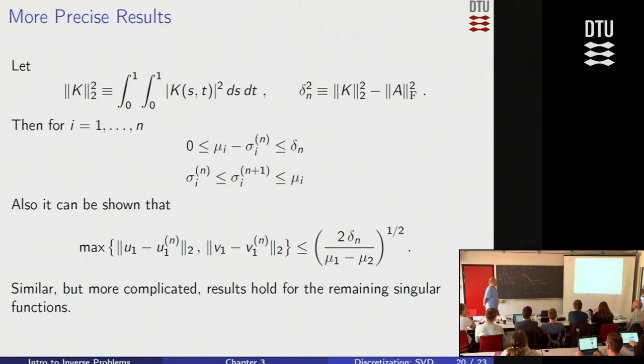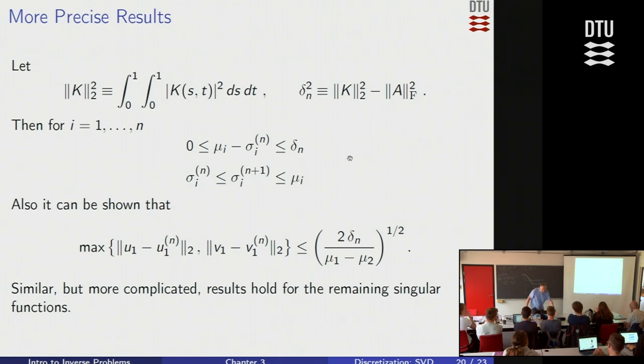And so we define an error measure there, delta n squared, which is the squared norm of the kernel minus the squared norm of the matrix. Now, I'm not going to prove that here, but it turns out that this quantity is always smaller than that one. So it makes sense to compute this.